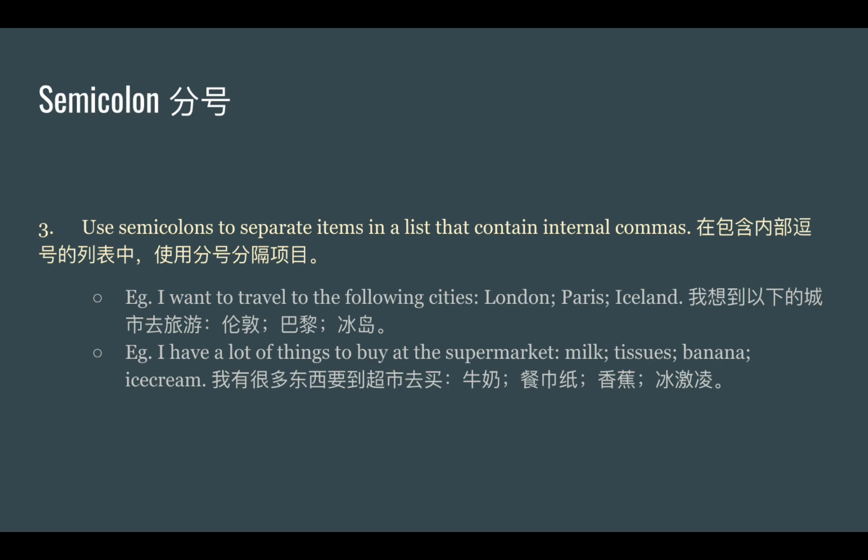The last use is to separate items in a list that contain internal commas. For example, "I want to travel to the following cities: London, England; Paris, France; Reykjavik, Iceland." "I have a lot of things to buy at the supermarket: milk, tissues, bananas, ice cream."